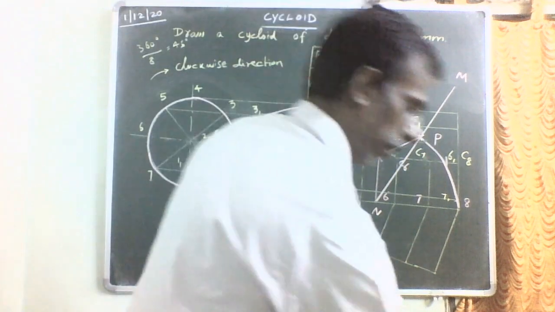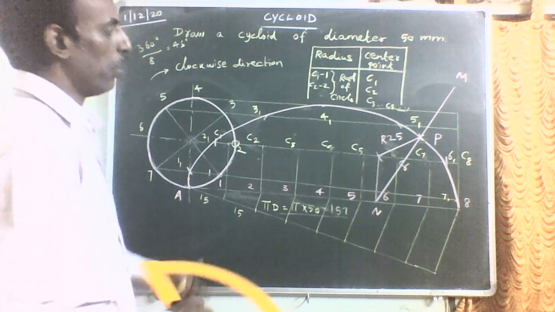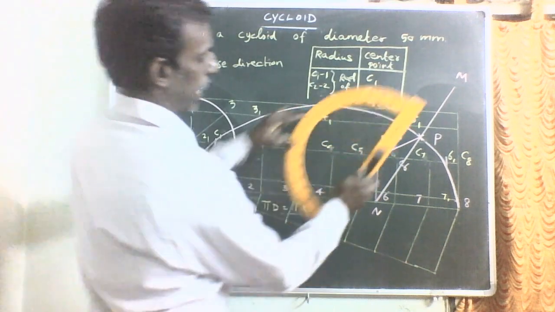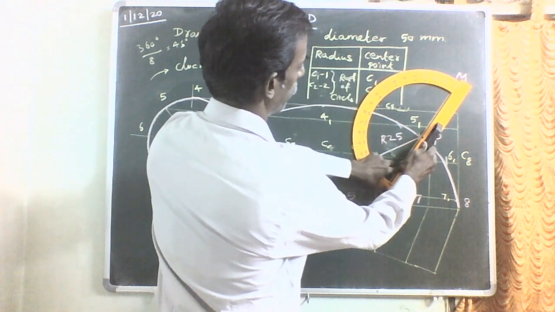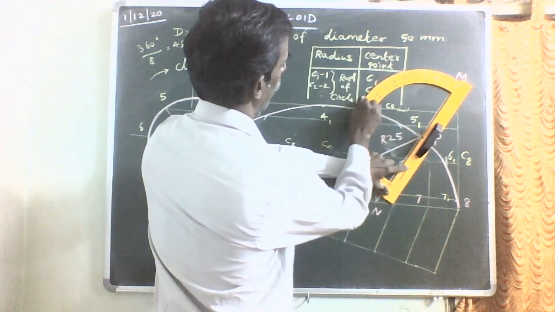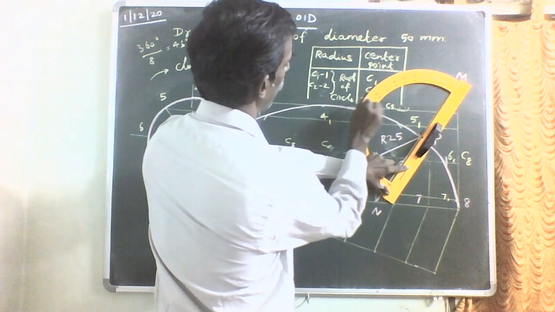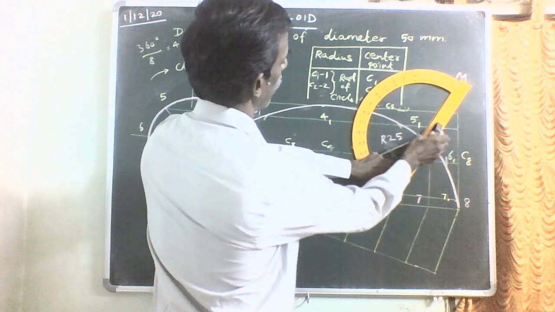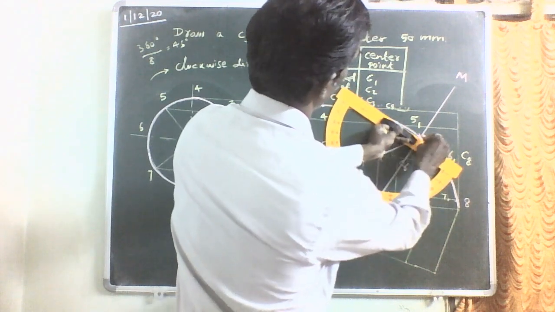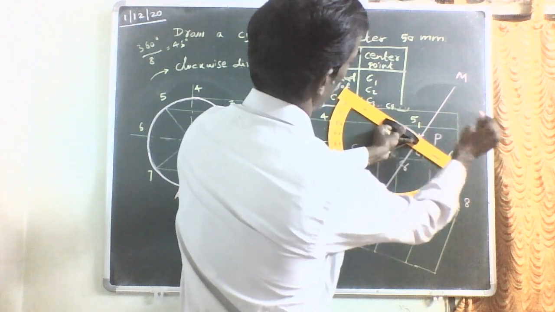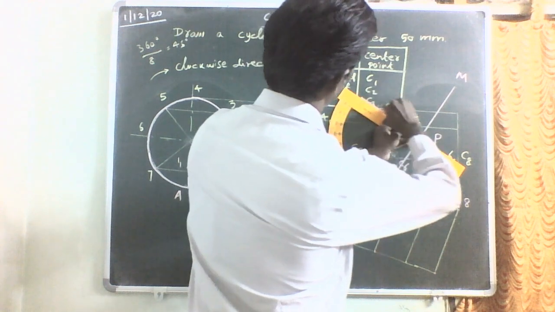Now, through the point P, you keep the protractor scale in alignment with the normal line. Okay. So mark 90 degrees to the normal line. So through this point, we are going to draw the tangent.